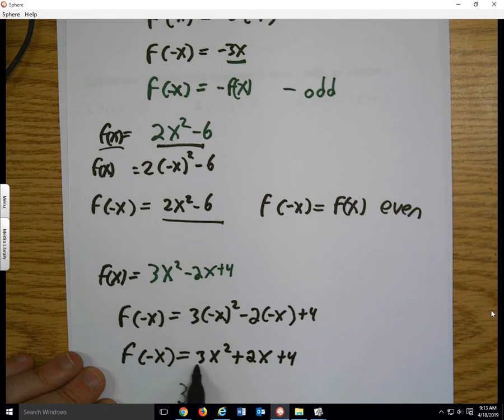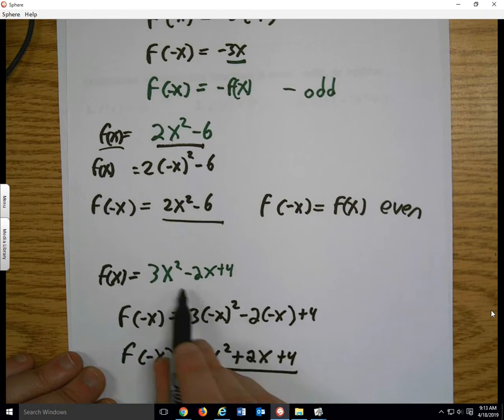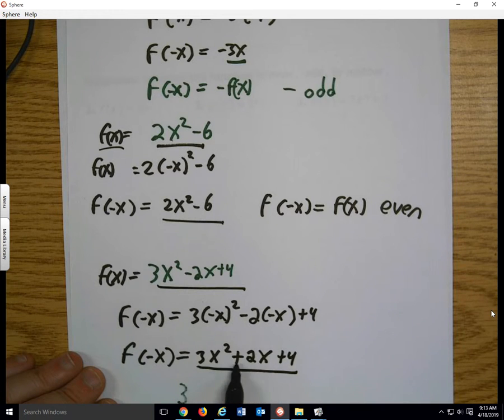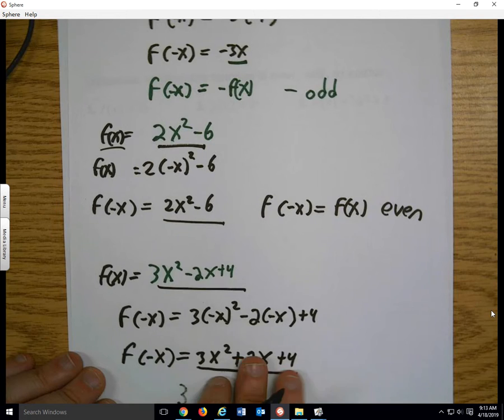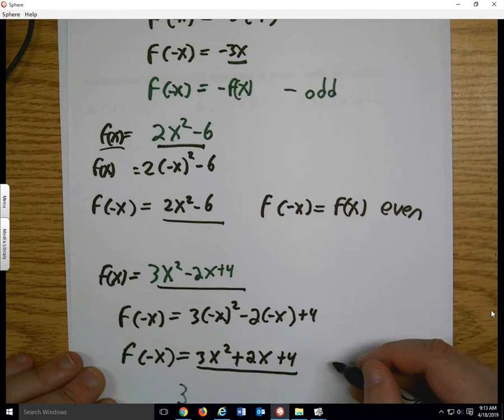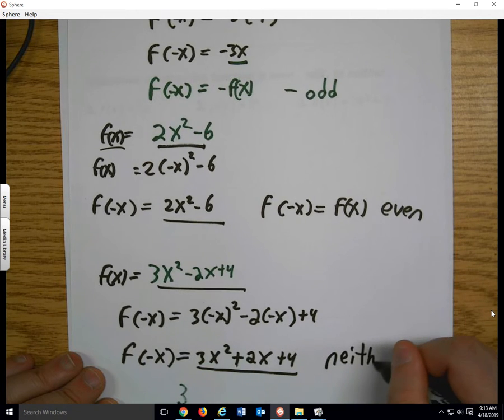Now, do we see this anywhere? No, almost here. But here you have a negative 2, and here you have a negative 2, and here you have a positive 2. They're not exactly the same. So it's not negative, it's not positive. This one would be neither.